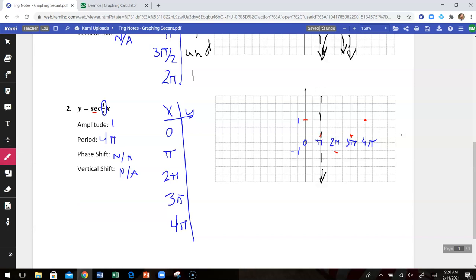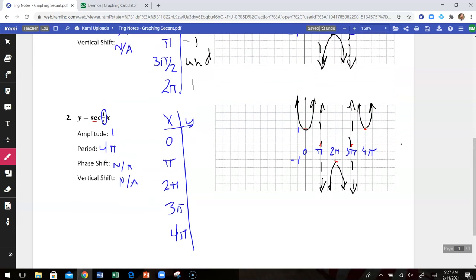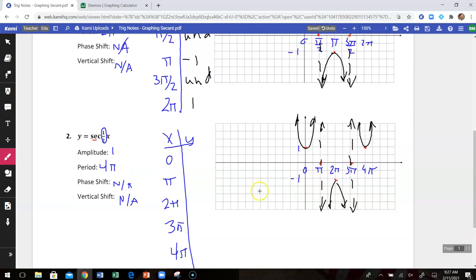And then where cosine hits the x-axis, that is where our secant function has asymptotes, and then we have these alternating U's where those other points are. So that's a quick way to graph the secant function: just think about cosine and do it in the same manner, and then know what that tells you about your graph.